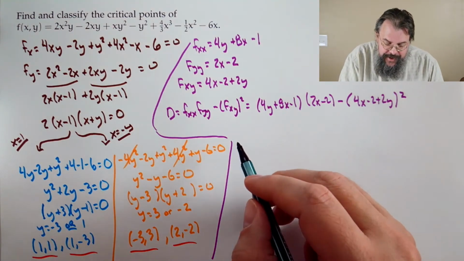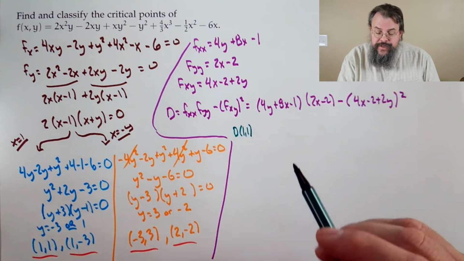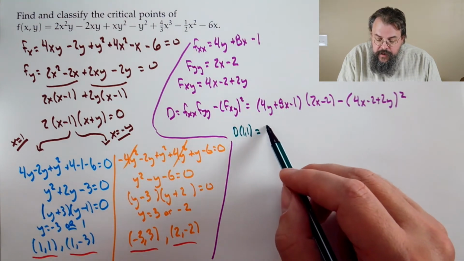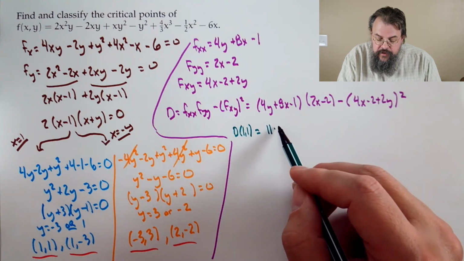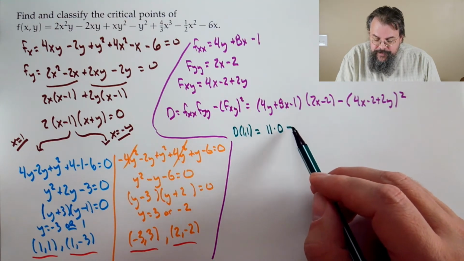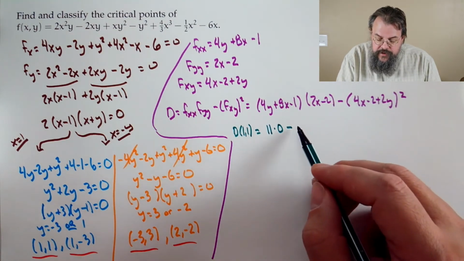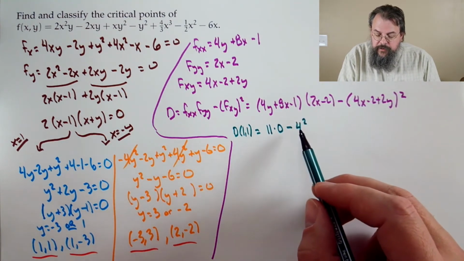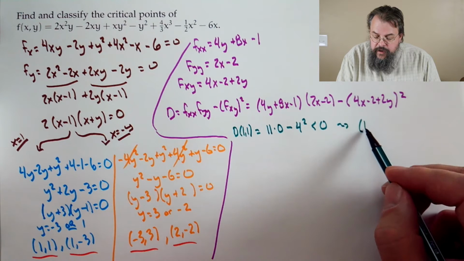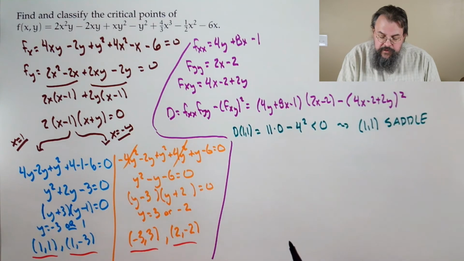So let's start. When we plug in 1, 1. Well, that's a great choice. Easy to do it when everything's 1. 4 plus 8 minus 1. 11. 2 minus 2. 0. Very not promising. Subtract. 4 minus 2 plus 2. Well, that's 4 squared. So 11 times 0, subtract 4 squared. Definitely a negative value. So our conclusion is that 1, 1 is a saddle. All right, that's perfectly fine.